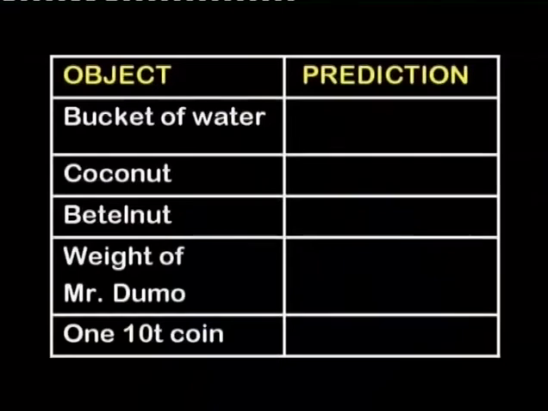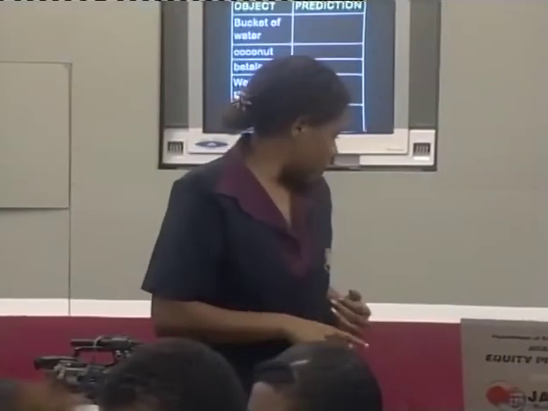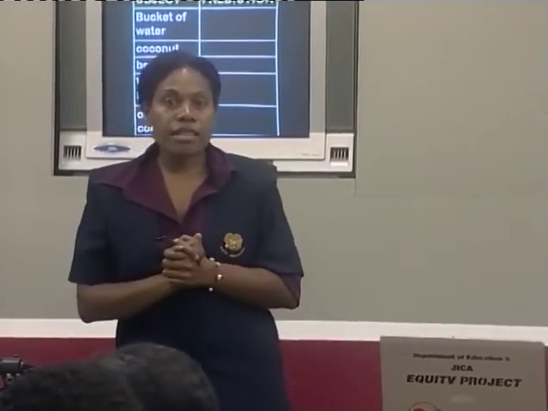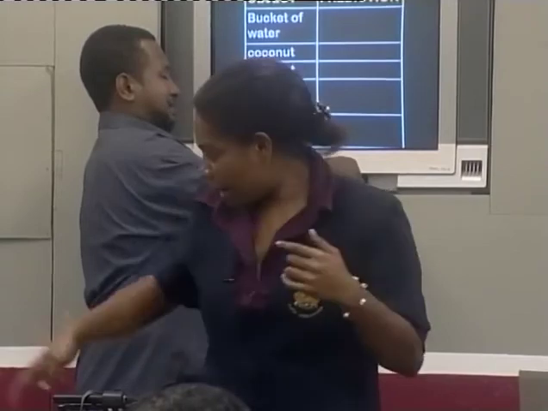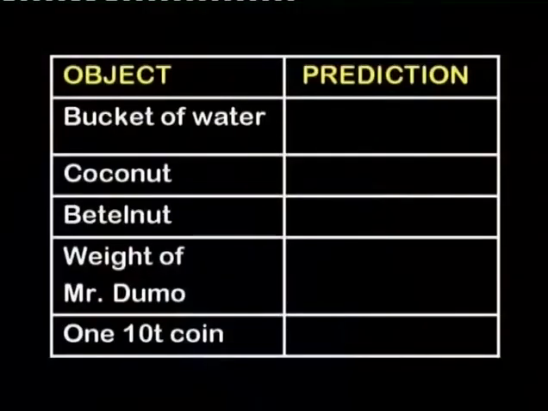So we have a bucket of water, we have one coconut, we have 1 betel nut, and we're going to predict the weight of Mr. Dumour, receiving teachers and students. And we'll also predict the weight of 1 10-toya coin, okay? So each of these objects are here. Now I've given you your papers for you to, in your groups, make predictions. So ATs and receiving students, it's sort of like you're going to compete with the other groups. And then after that, we are going to confirm our answers by weighing. You are going to come and weigh those different objects. And then you'll see from your answers, are they the same? Did you get the right closest answer?